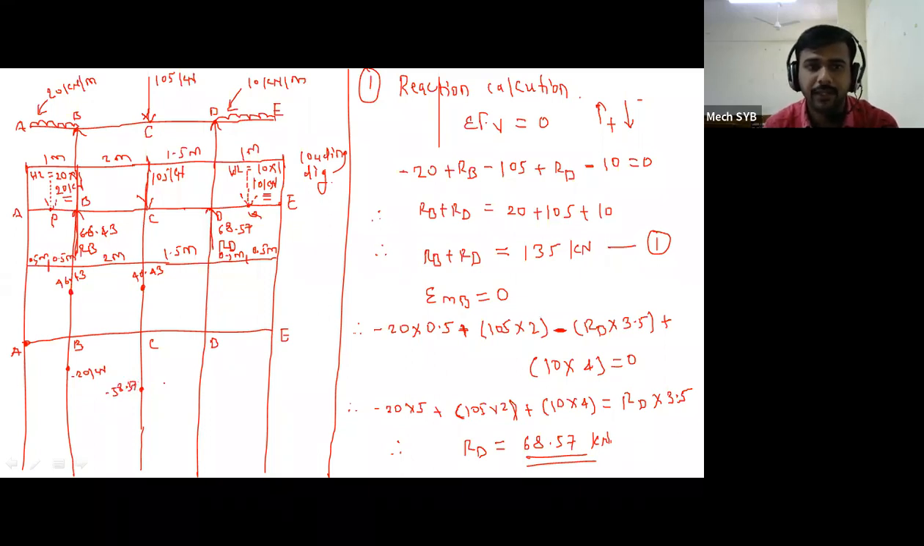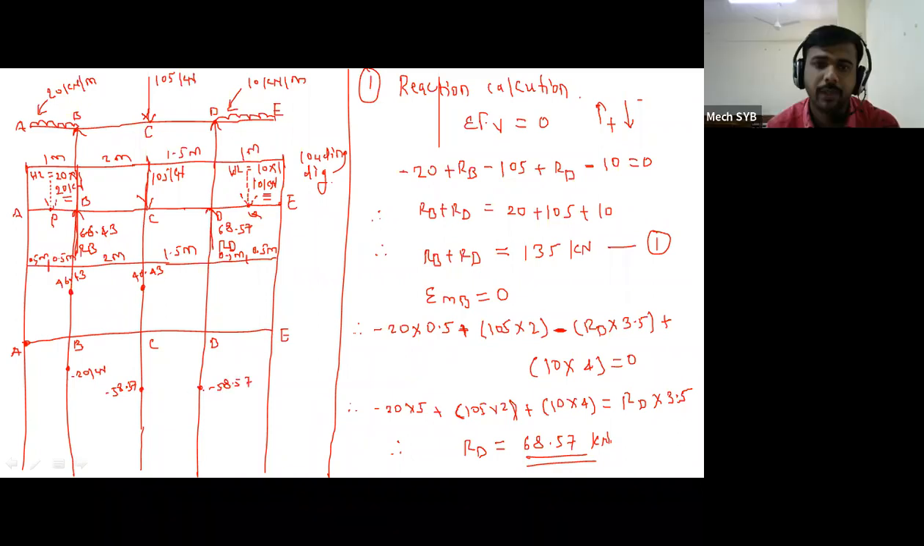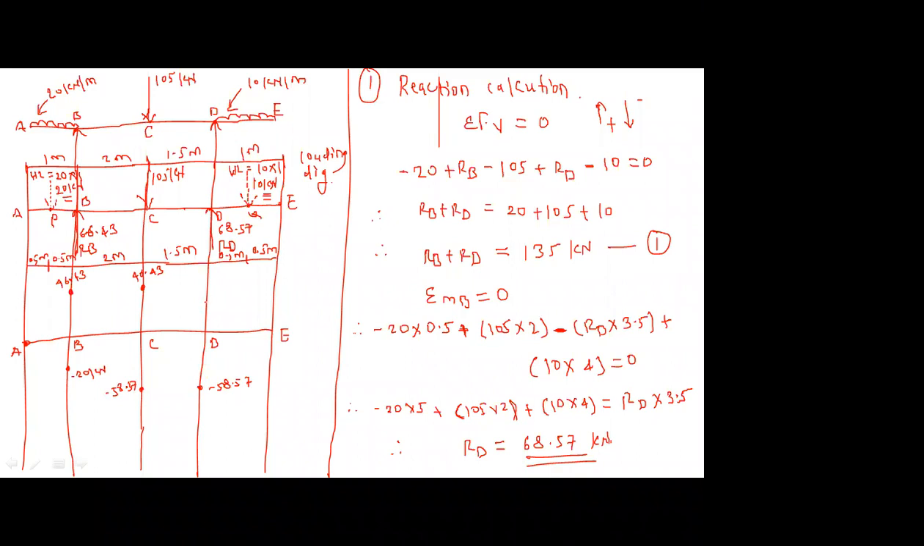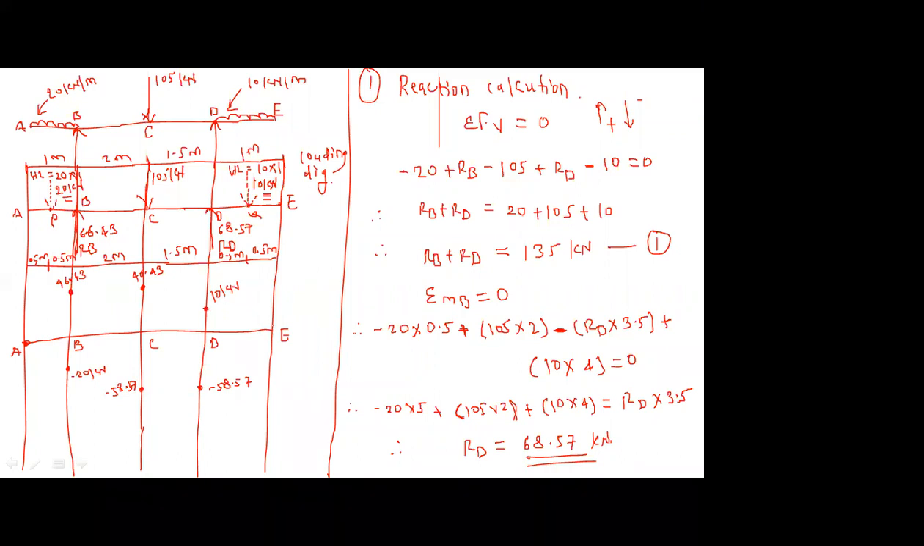-58.57. SF at point D without load -58.57. SF at point D with load 10. म्हणजे 46 थोडंफार इथं कुठं दाखवलं पाहिजे, 10 किलो न्यूटन. SF at point E, directly it is equal to 0.